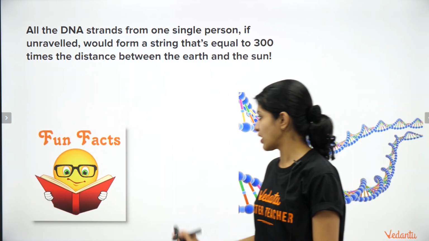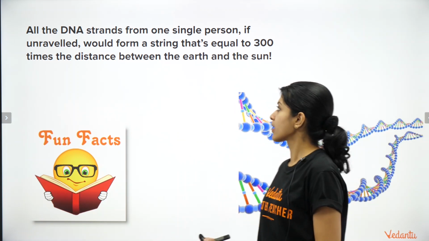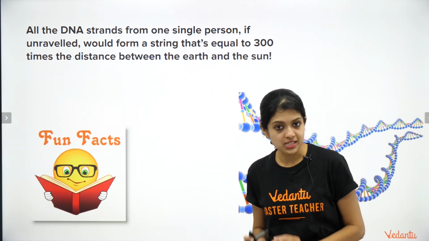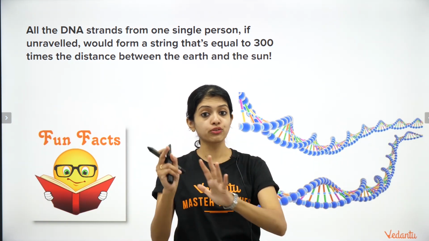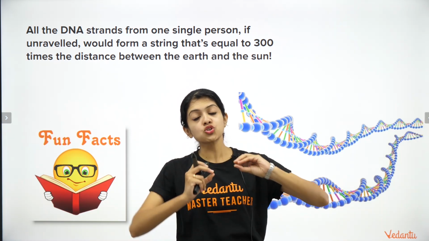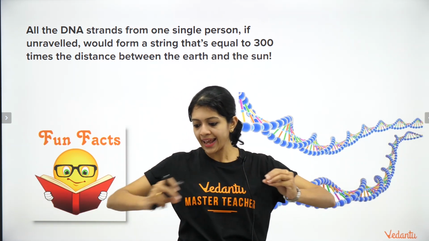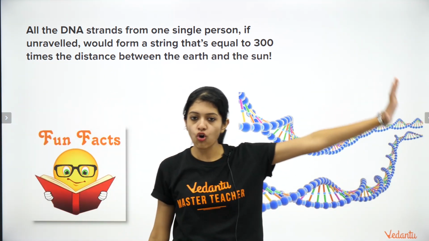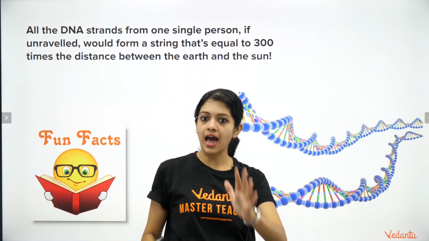So another fun fact that I have is all the DNA strands from one single person, if unraveled, would form a string that's equal to 300 times the distance between the sun and the earth. What do I mean by that? I said that the human body is made of around 40 to 50 trillion cells, right? If you were to take out the DNA of each of those 50 trillion cells, laid them end to end like a long railway track, it would be very, very long. It would be 300 times the distance between the earth and the sun.